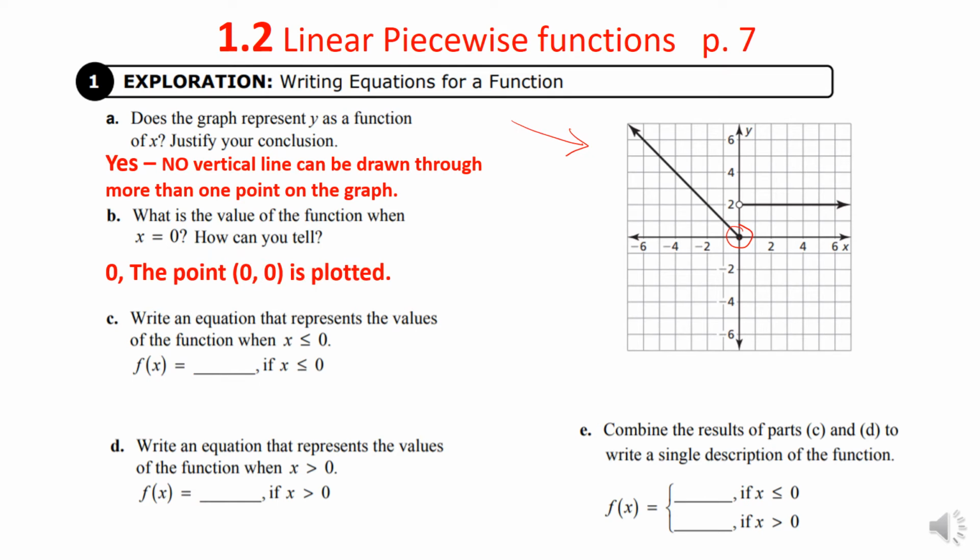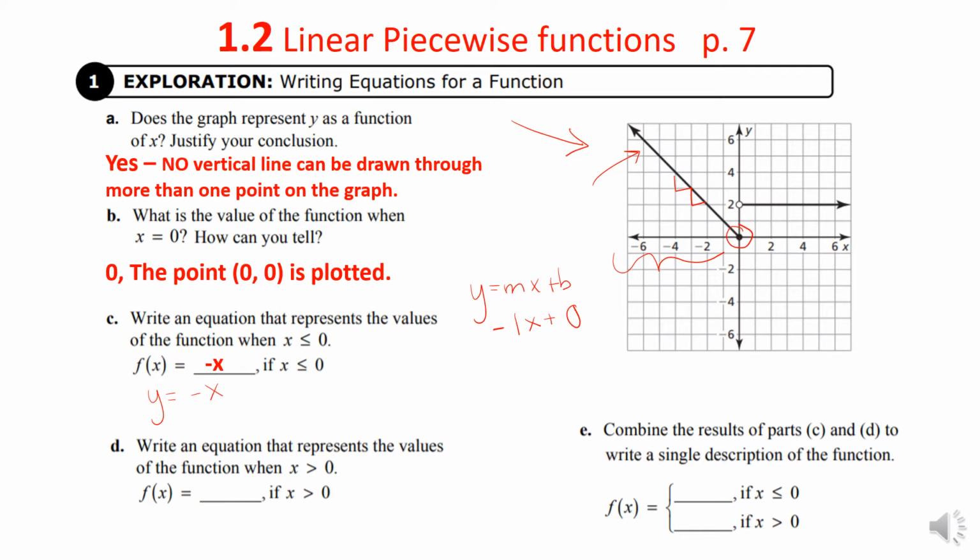Okay, now they want you to write an equation that represents the values of the function when x is less than or equal to 0. So I look at this graph and I'm just going to think of the slope-intercept form of a line. I can see that my y-intercept is 0. I can see that I have a negative slope, and I go up 1 over 1. The slope is negative 1. Don't forget your x. So if I plug that in, I would write y equals negative x, or in function form, it would look like that.